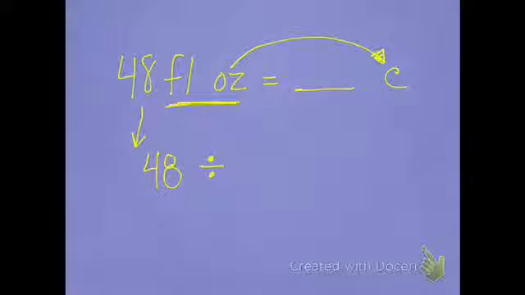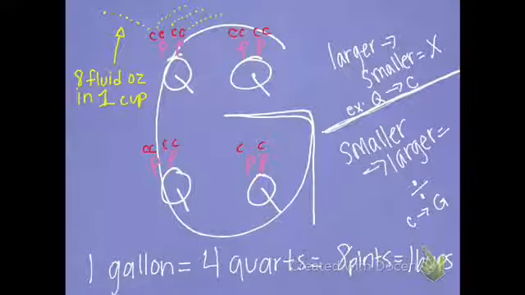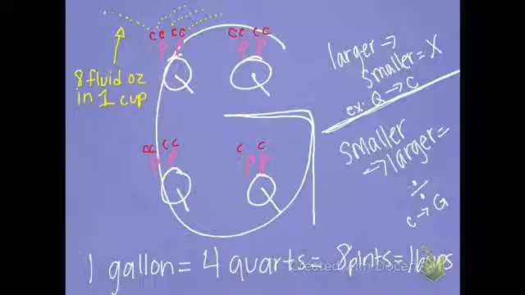Well, remember, how many favorite songs did that child have? 8. So I say 48 divided by 8 is 6. So 48 fluid ounces equals 6 cups. And remember, you can always go back to this picture to help you out. So it's a lot like what we did today, just different labeling. And we are measuring capacity, not length.